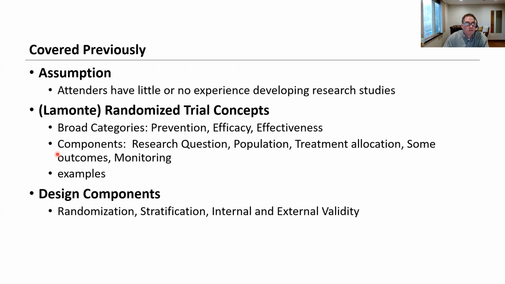So just real quick, here are some things that I believe have been covered previously. The assumption here is that the attendees have little or no experience developing research studies, and I'm going to call them clinical trials instead. Dr. Lamont talked about some randomized trial concepts, the broad categories of prevention, efficacy, and effectiveness, and some components of a clinical trial: the research question, the population, how we allocate treatments, some outcomes and some monitoring. There were a lot of examples, but not a lot of specifics.